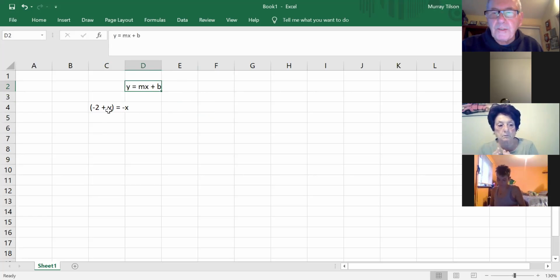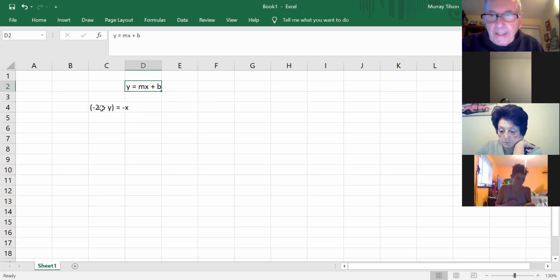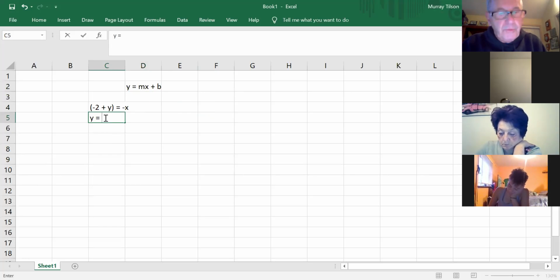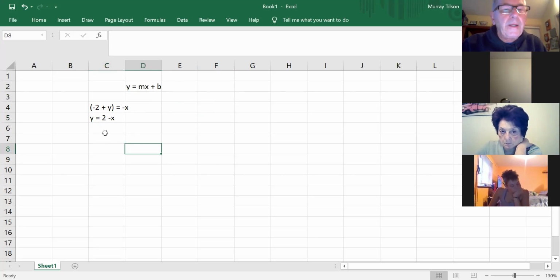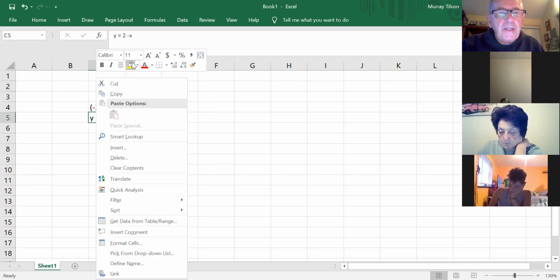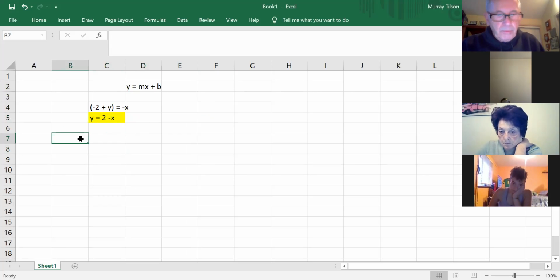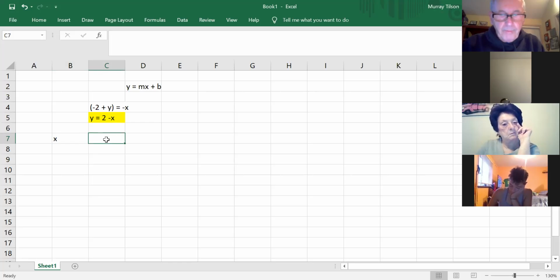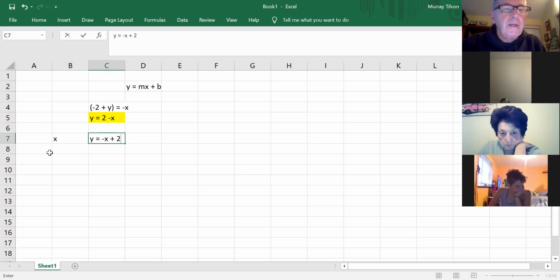I get y by itself on one side. So it just means I have to add 2 to both sides to move that negative 2 over. When I do that, I get y is equal to 2 minus x, right? Oops, it's supposed to be minus x plus 2. So it looks like that, right? Everybody see that? Yeah. So then I have a table where y is equal to minus x plus 2. I just turned it around.